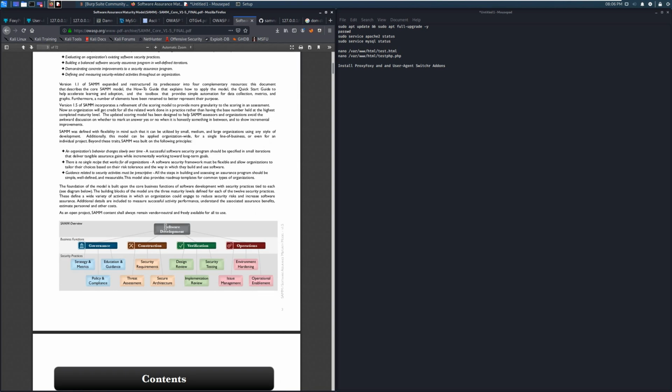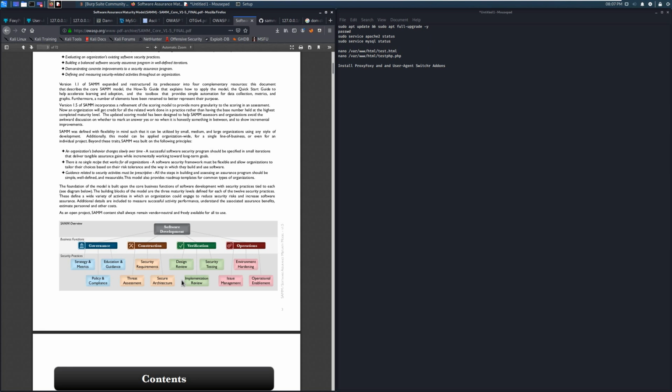So here you have it. You have software development, which OpenSAM divides into four key areas. First is governance, second construction, third verification, and the last one operation. As you can see, each of those main categories, or business functions as they call them, is then further divided into security practices. For example, governance is divided into strategy and metrics, education and guidance, and policy and compliance.